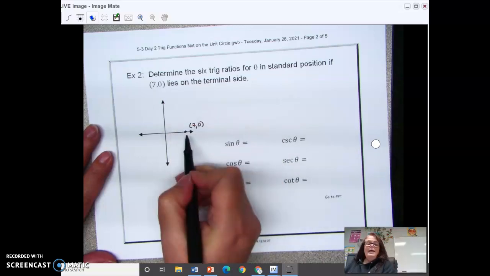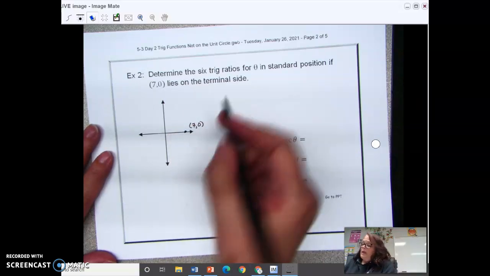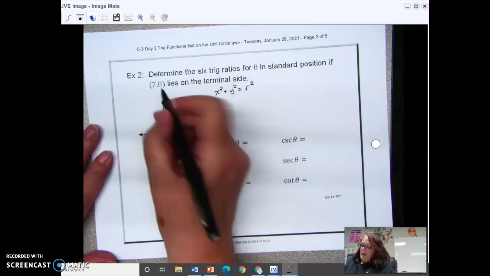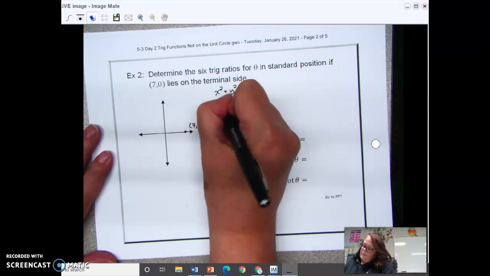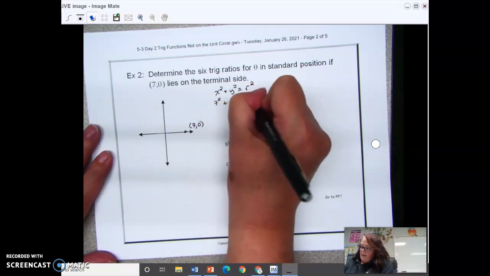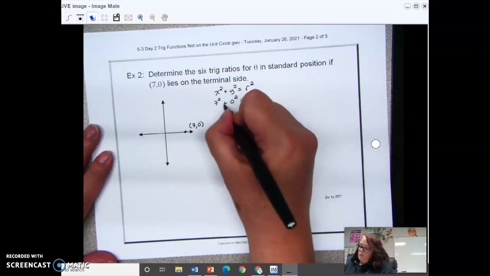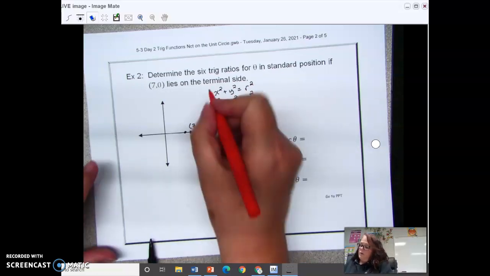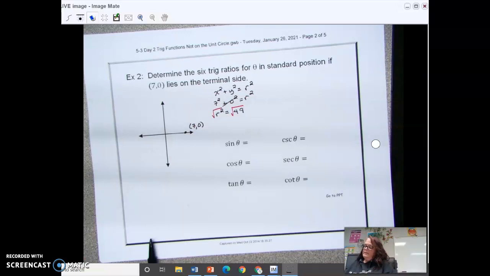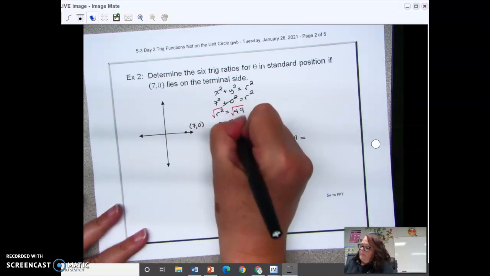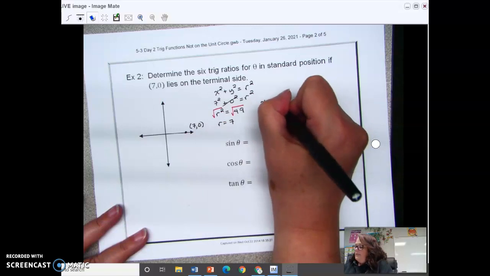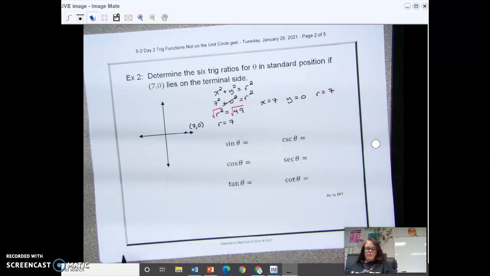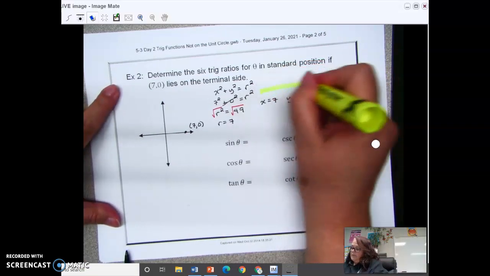And you'll notice it's on the x-axis, so I can't make a triangle. But I still know that x squared plus y squared gives me r squared. So that means my x value is 7, my y value is 0, and I'm looking for r squared. So notice I've got r squared is equal to 49. And if I take the square root of both sides, that means that r is equal to 7. So my x value is 7, my y value is 0, and my hypotenuse is also 7. So we're going to keep all 3 of these values here.